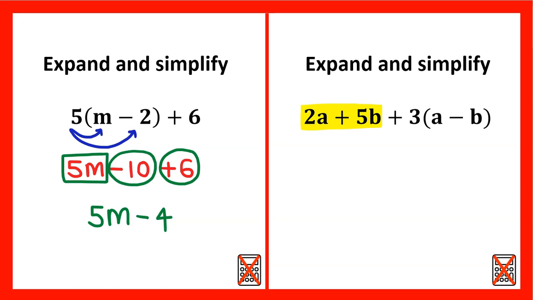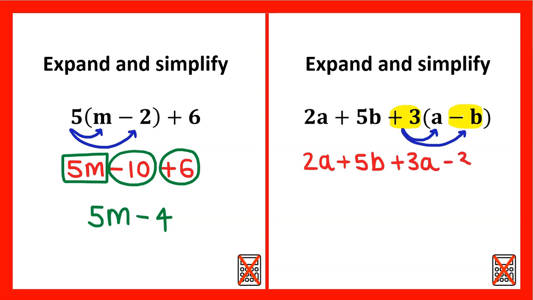For the next question, we have 2a plus 5b outside, so let's keep this the same. And then we have our bracket, where we have a positive 3 in front of the bracket. Multiplying this by the first term, 3 times a is 3a. Secondly, multiplying 3 by negative b would leave us with negative 3b.